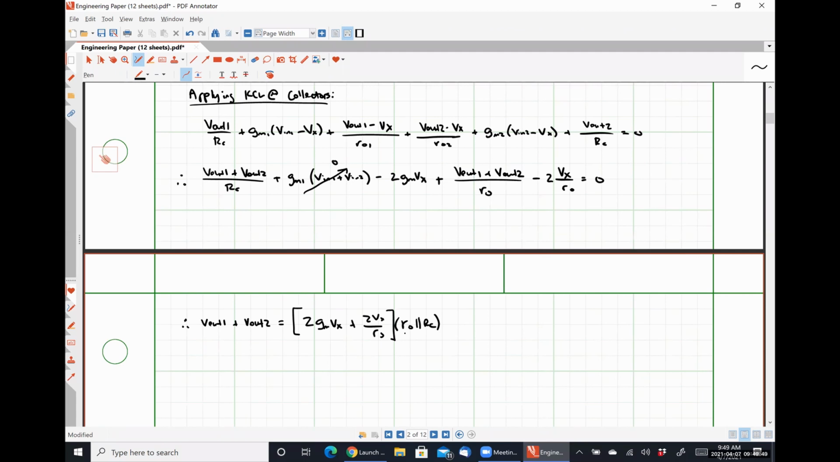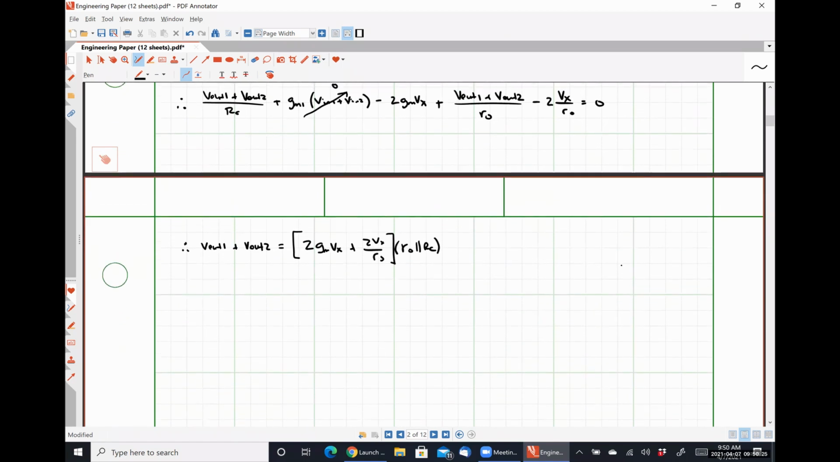So all I've done is I've moved all of my Vx terms to the other side, moved my V out 1 plus V out 2 term to the left-hand side, and then I have a factor of 1 over RC plus 1 over R naught on the left-hand side. And if I divide both sides by that, it's multiplying by those two resistors in parallel. That factor on both sides.